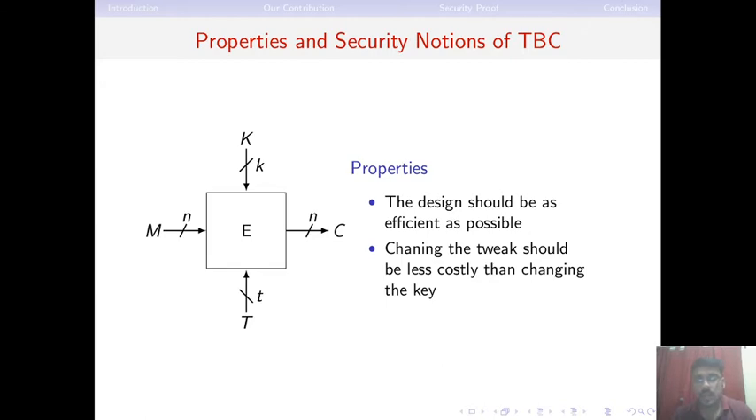2002. Any design of a tweakable block cipher should be as efficient as possible, and the change of the tweak should be less costly than changing the key. If you change the key, that basically invokes a key scheduling algorithm, and invoking the key scheduling algorithm is a costly operation. So you need to keep in mind that while designing a tweakable block cipher, the tweak change may occur frequently, and the tweak change should pay a lesser cost than changing the key.